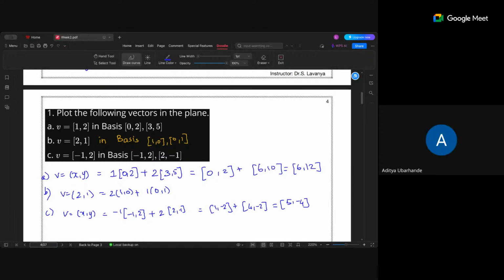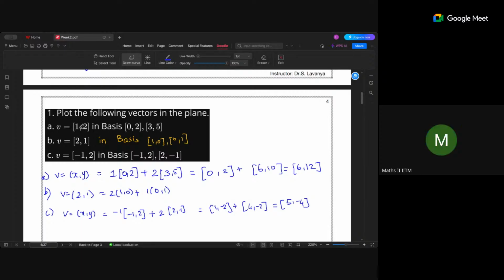Okay, ma'am. So does this mean that, suppose in the first example, the basis of (0,2) and (3,5) is making the third vector (1,2)? I'm not able to connect the dots here.